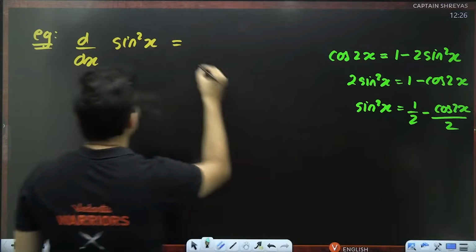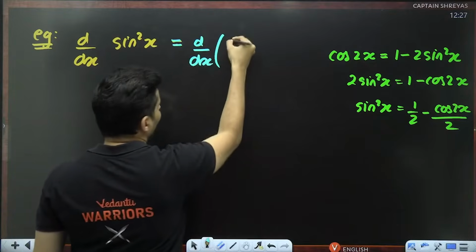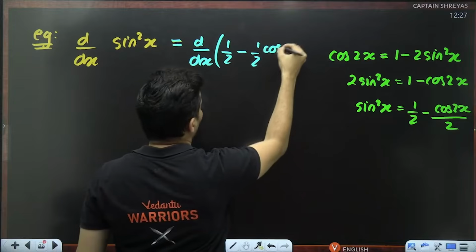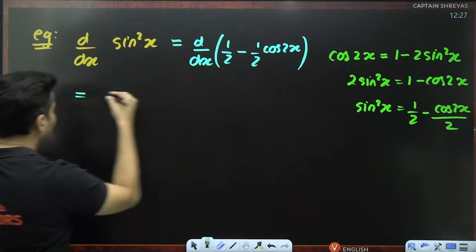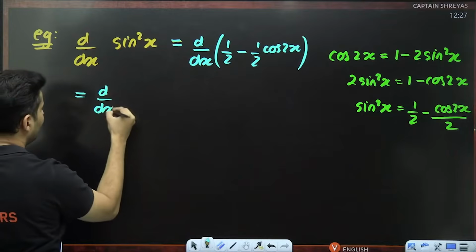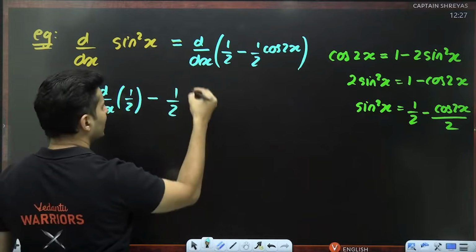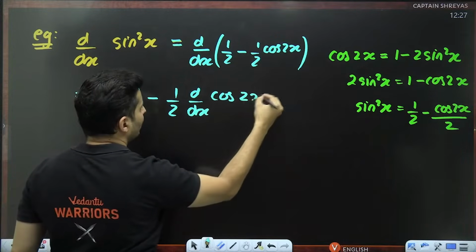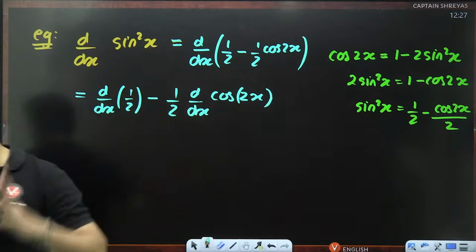Okay. So what I get is the derivative of half minus half into cos 2x. Subtraction means I separate out the derivative of half, and minus, that half also comes outside, and just the derivative of cos of 2x. Is that fine? Everyone with me till this point?